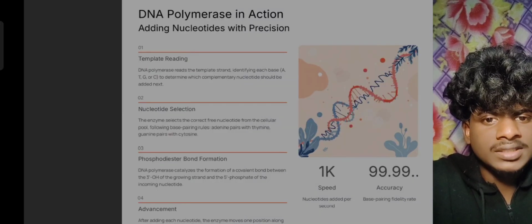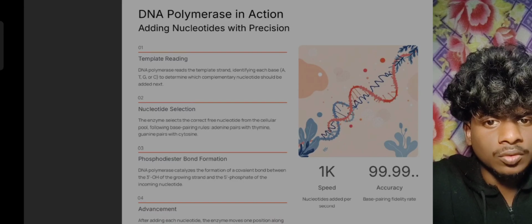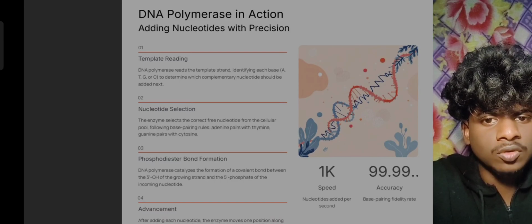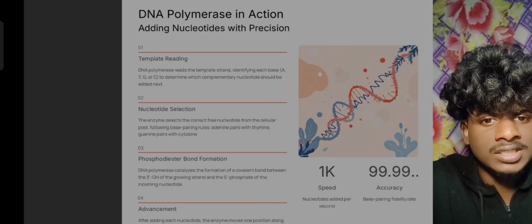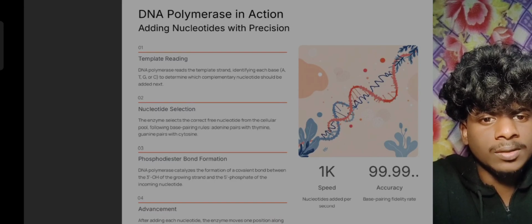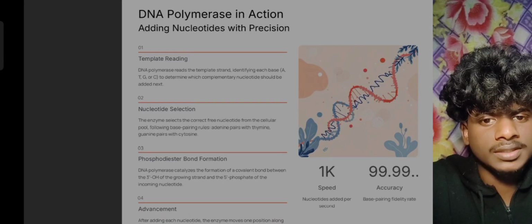DNA polymerase in action, adding nucleotides with precision. Template reading: DNA polymerase reads the template strand, identifying each base, A, T, G or C, and determines which complementary nucleotide should be added next. Nucleotide selection: the enzyme selects the correct free nucleotide from the cellular pool following base pairing rules. Adenine pairs with thymine, and guanine pairs with cytosine.